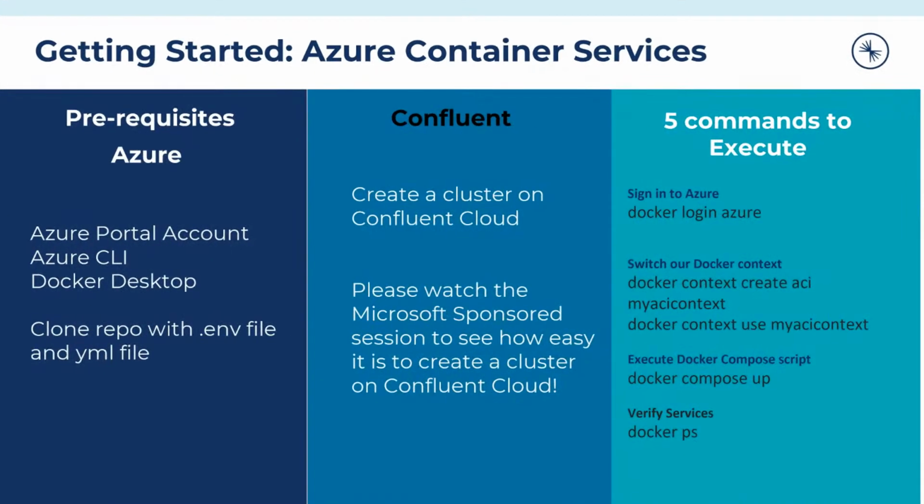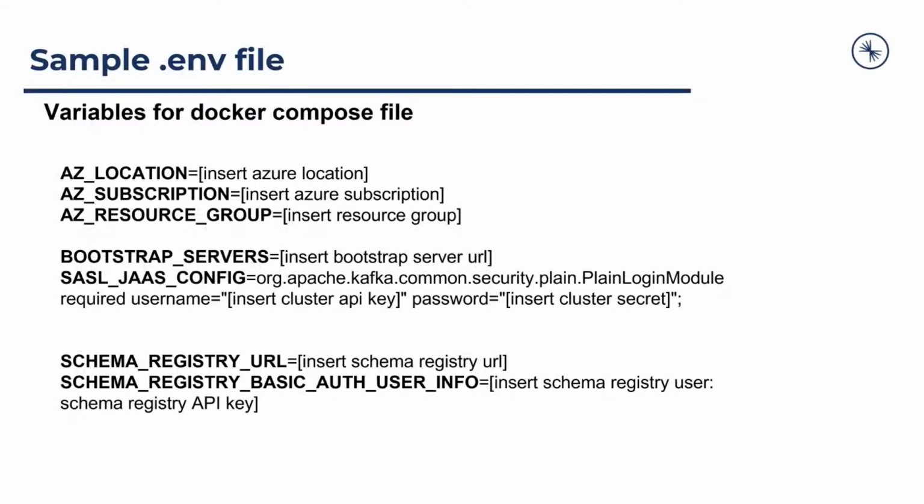Now, before we get started, let's take a quick look at our .env file. So this file is going to contain the variables that will be referenced by our Docker Compose file. So all I'm going to do is drop this into the project folder that Docker is utilizing. So of course, we'll need to include our Azure account details such as location, subscription, and resource group. And then we'll go ahead and add in information for our cluster.